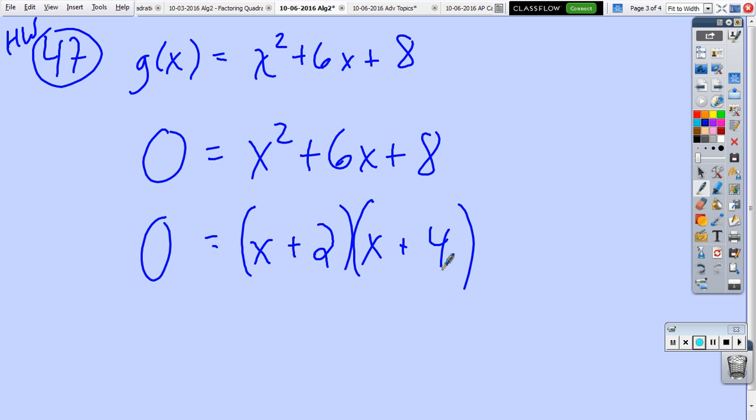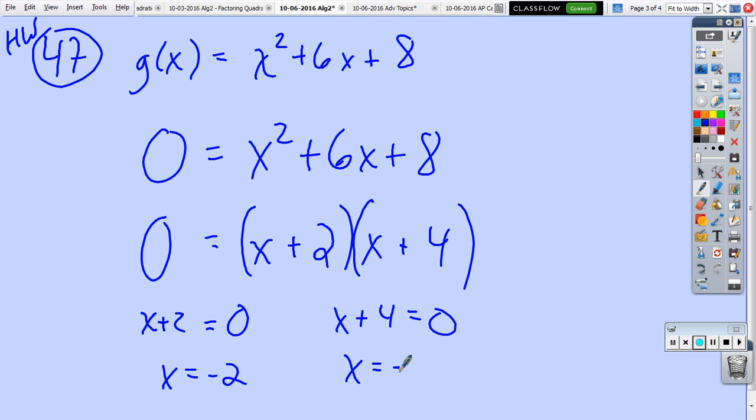So the zeros of this function is when x is equal to, and now we can say, okay, this guy could be 0, or this guy could be 0. And I think we've already done this. Subtract 2, make sure you go all the way down, x equals negative 4. So these are the zeros of the function.